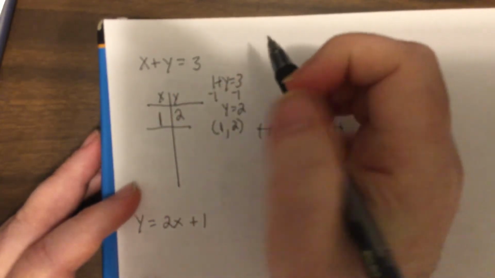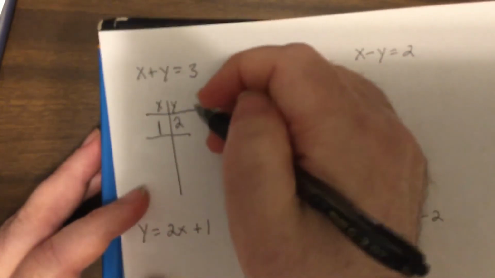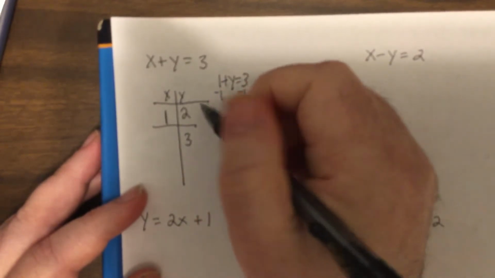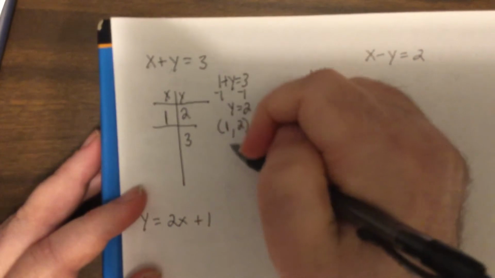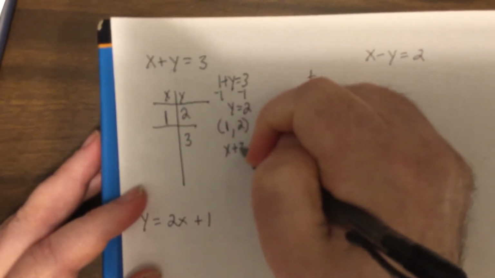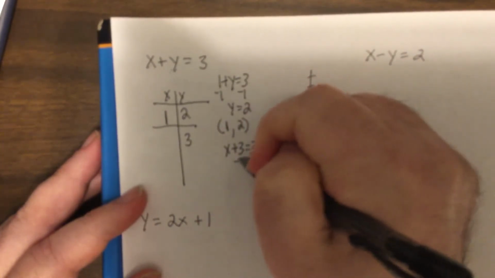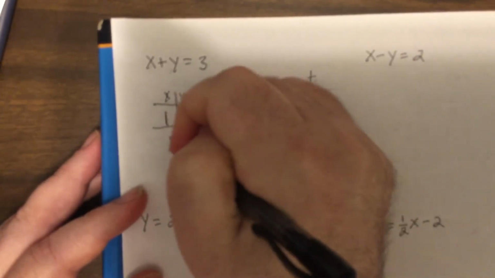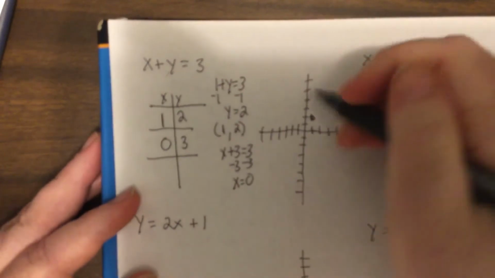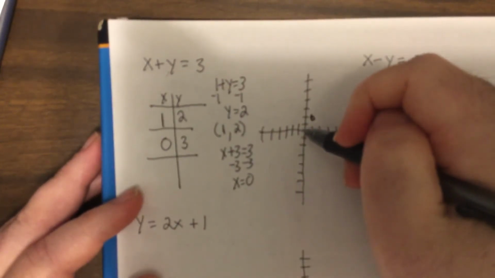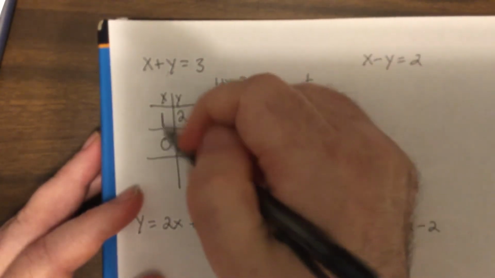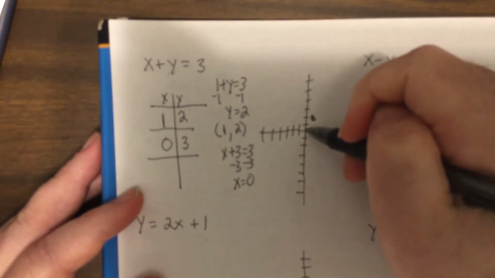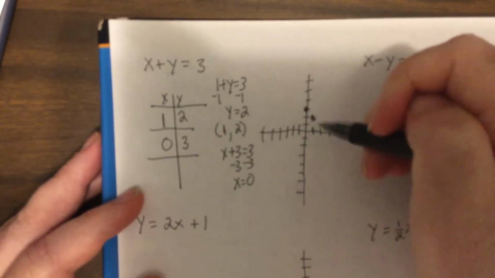Then let's do another point. Let's put a number in for y. Let's put 3 in for y. So that would be x plus 3 equals 3. Subtract 3. x is 0. So (0, 3) would be move left and right none, because the first number x is always left or right, depending on if it's positive or negative. Up 3. 1, 2, 3.